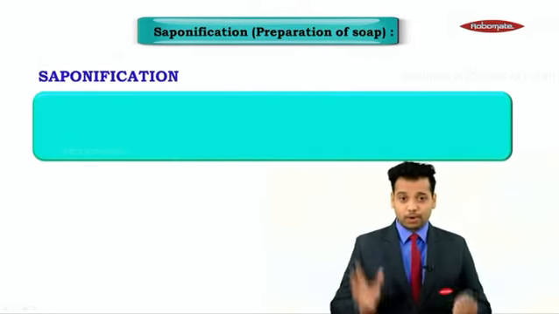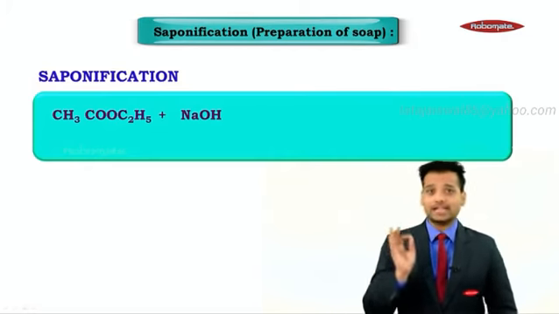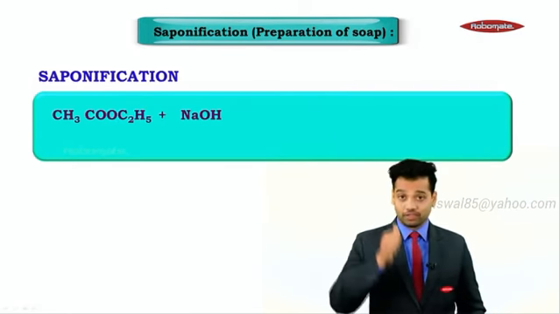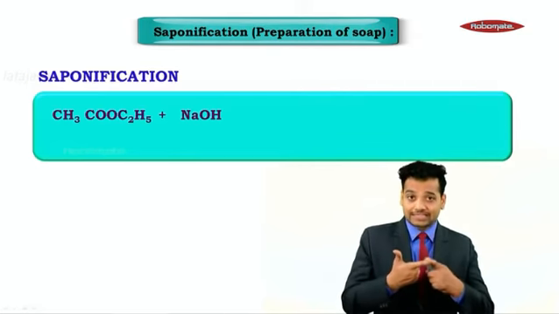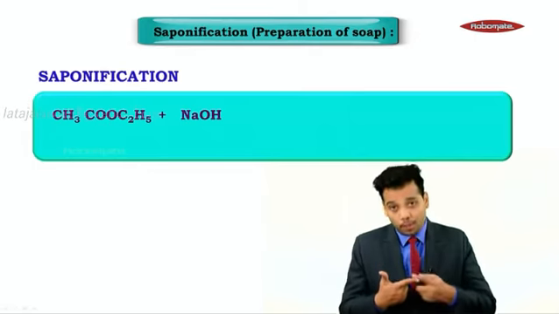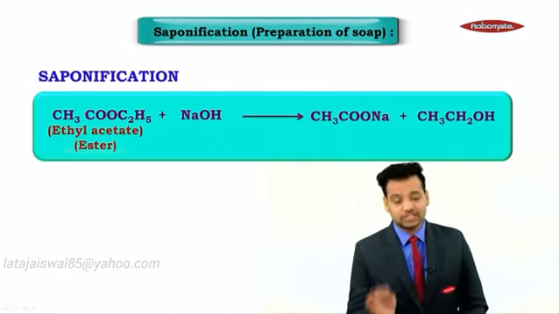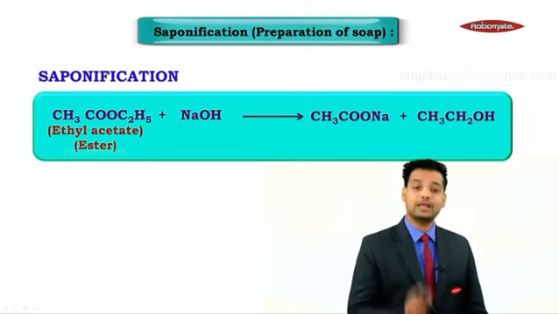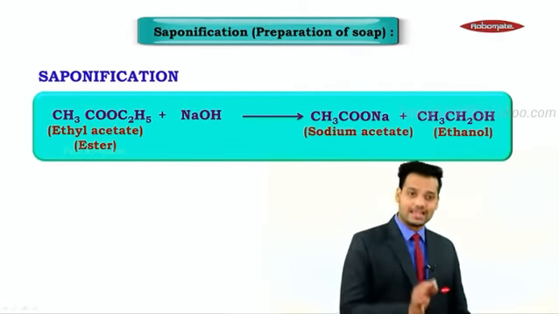So the total saponification reaction can be summarized with the help of this. The ester reacted with NaOH to form the first compounds, alcohol and carboxylic acid. But that carboxylic acid reacted with the NaOH to form two more compounds, that is soap and water. Removing water, what is left is CH3COONa plus CH3CH2OH, that is sodium acetate and ethanol.